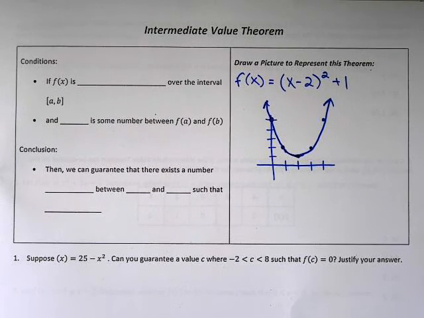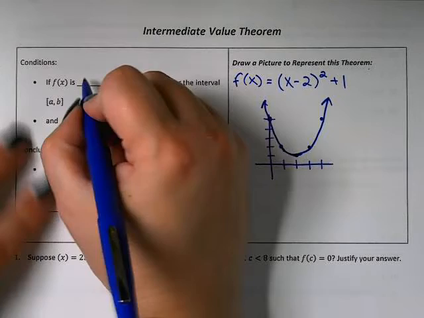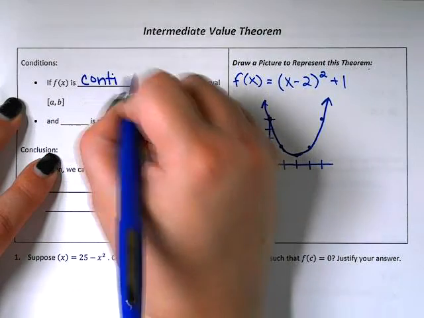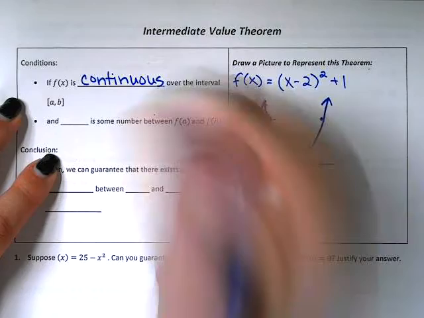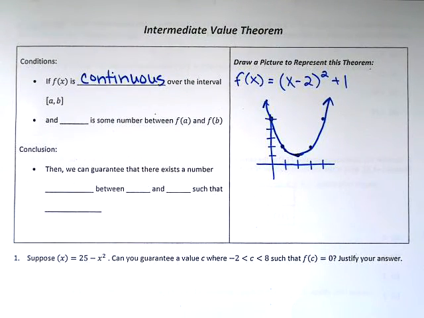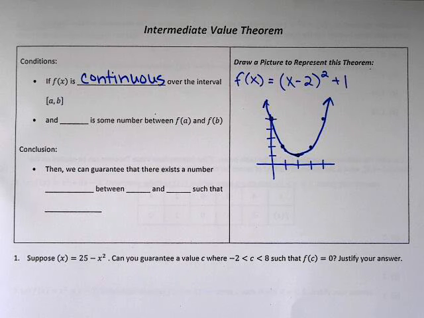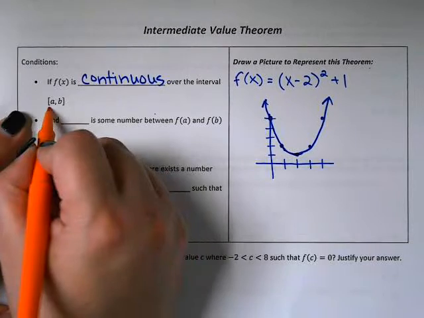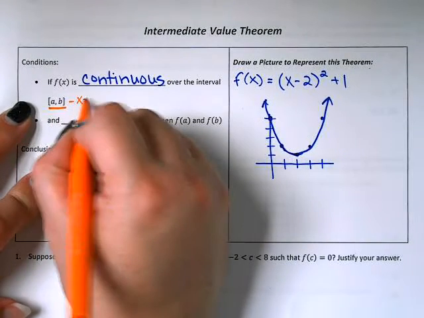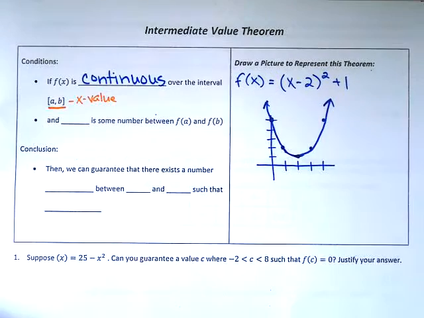So let's look at the conditions for the intermediate value theorem. So f of x has to be continuous over the interval a to b. So we know that that parabola is continuous because it's a smooth curve. There's no holes, there's no asymptotes, there's no jumps. We've talked a lot about continuous, and we know this is a polynomial, so it's clearly got to be continuous. So a and b, the interval a to b, is really just talking about these x values. A and b are the x values.